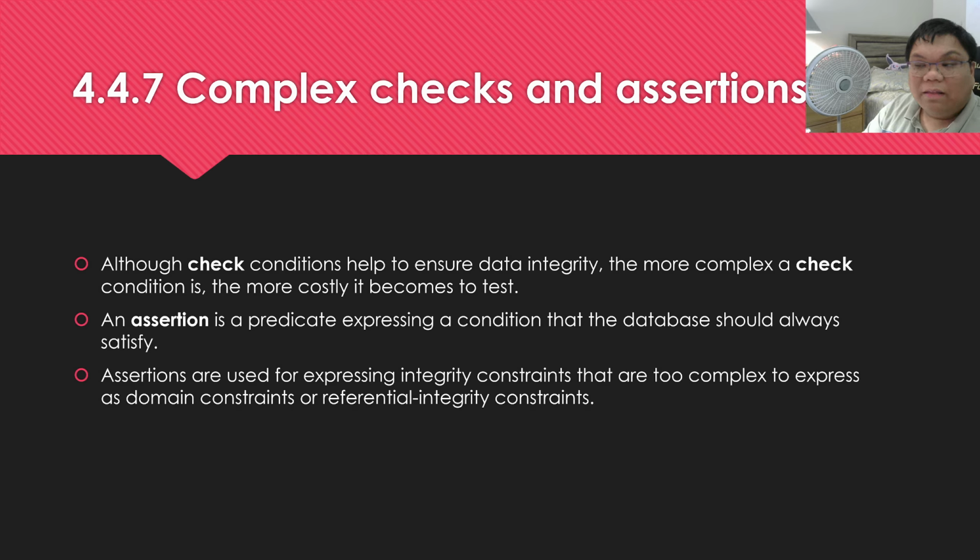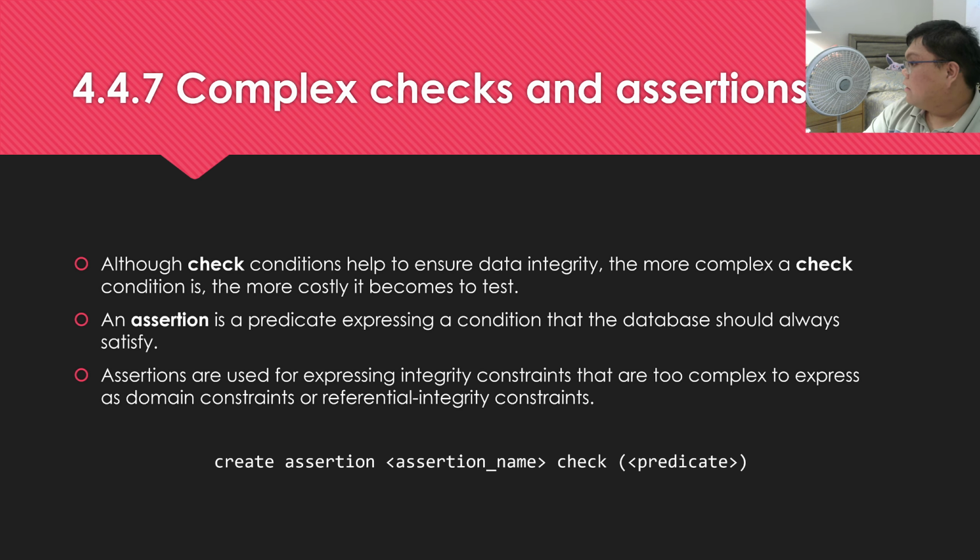Another way you can ensure data integrity is to use an assertion. This is a predicate expressing a condition that the database should always satisfy. These are used for expressing integrity constraints that are too complex to express as domain constraints or referential integrity constraints. And here is the general format for creating an assertion: create assertion name, check predicate.